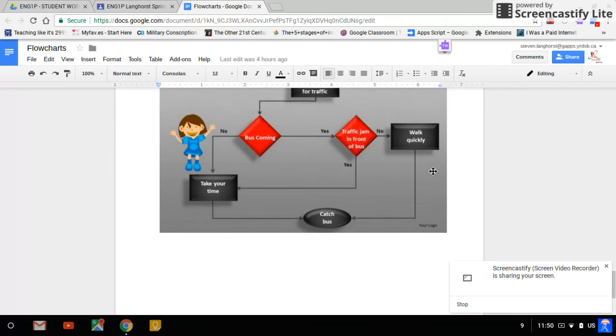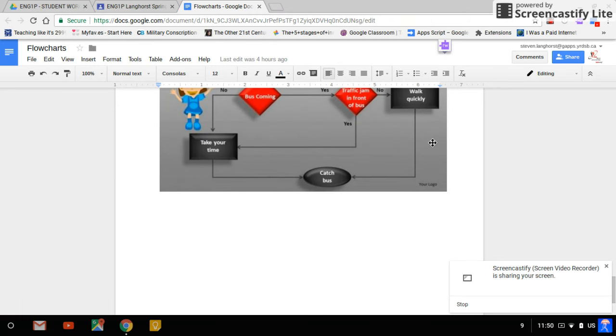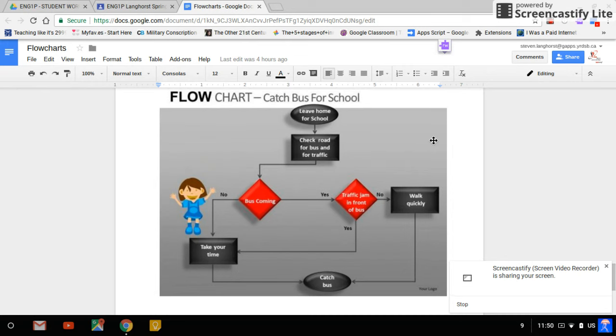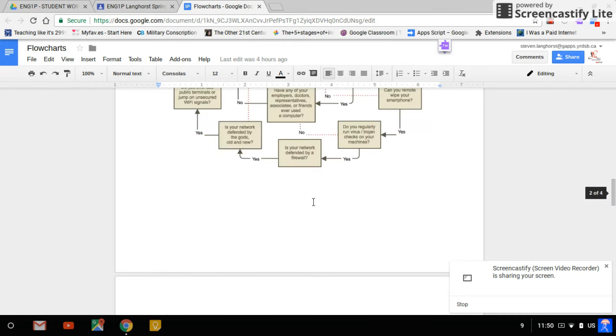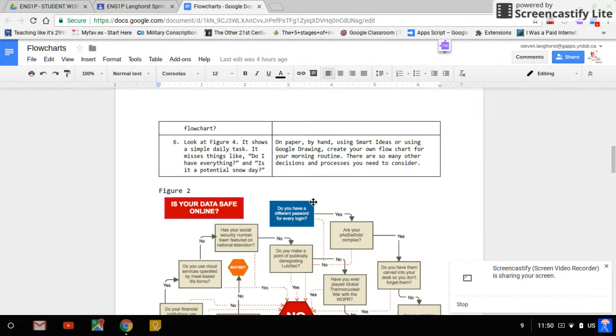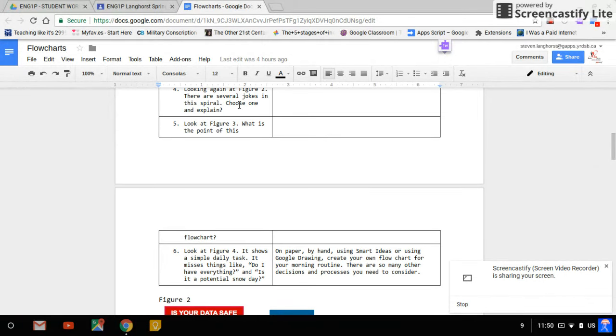The idea of this is to show some of the thought process, some of the decisions that you have to make in your morning. Now, the final challenge, the biggest part of this assignment, is the last question. So there's questions about figure 3, questions about figure 2. But this one here, look at figure 4. It shows a simple daily task. It misses things like, do I have everything? And is it a snow day? And that's fine. It misses a lot of the questions that you might ask in a normal day trying to catch your bus.